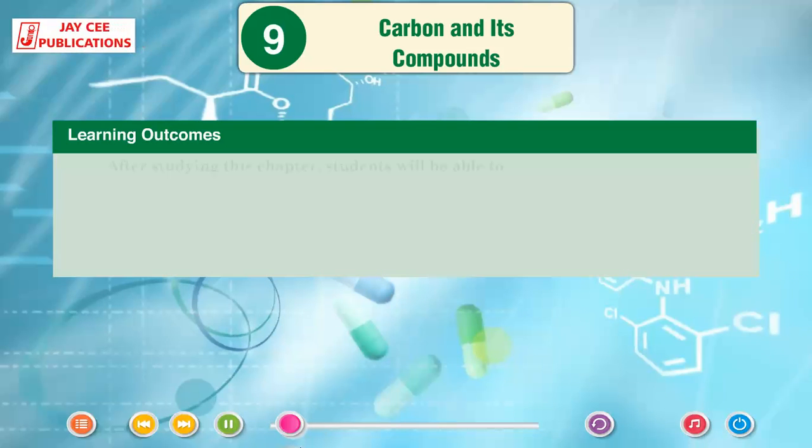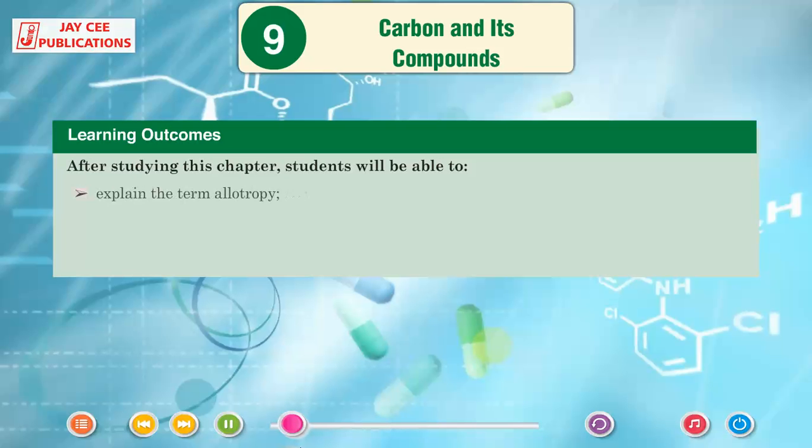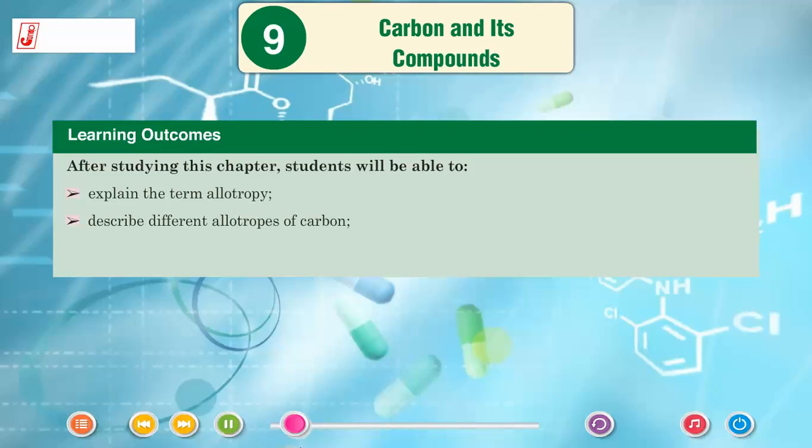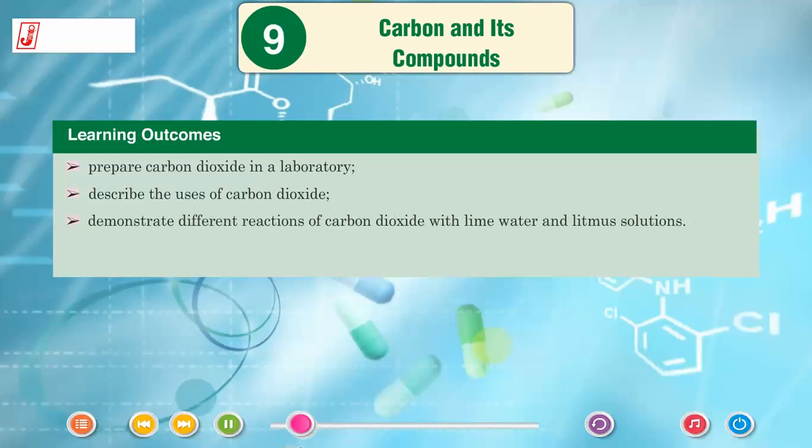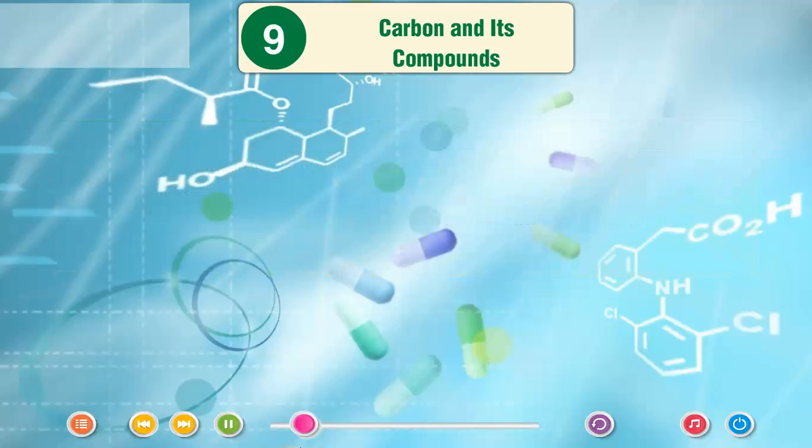Learning outcomes. After studying this chapter, students will be able to explain the term allotropy, describe different allotropes of carbon, state the properties of graphite and diamond, prepare carbon dioxide in a laboratory, describe the uses of carbon dioxide, and demonstrate different reactions of carbon dioxide with lime water and litmus solutions.